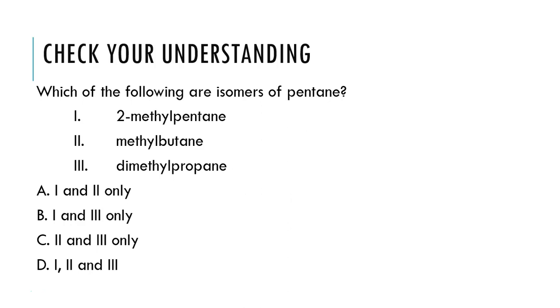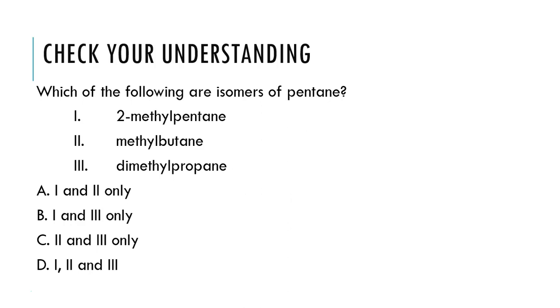I want you to try this question. Pause for a sec, and see if you can figure out which of the following are isomers of pentane. Okay, so let's talk about this. The first one, 2-methylpentane, is not an isomer, and here's why. 2-methylpentane is actually an isomer of hexane, because it has 6 total carbons. If you draw it out, it's a lot easier to see that.